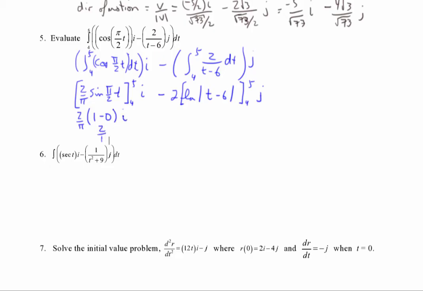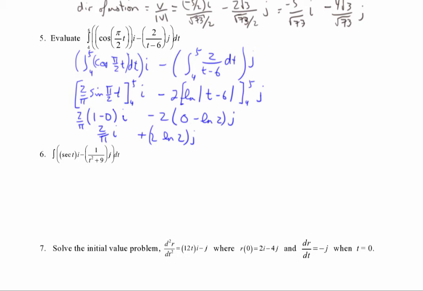So the i component will be 2 over pi, and then minus ln of 1, which will be 0, minus the ln of 2 j, so plus 2 ln of 2 j.